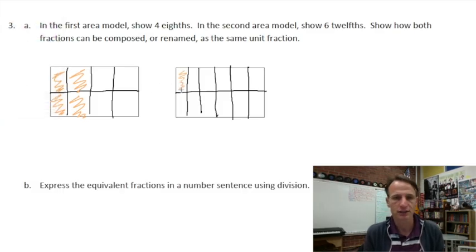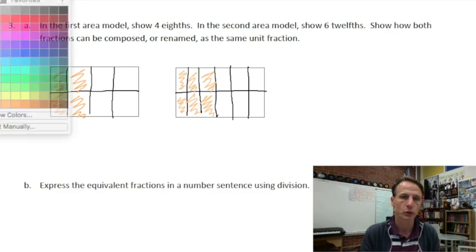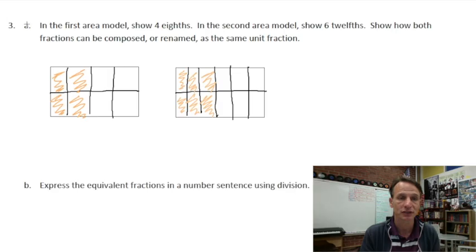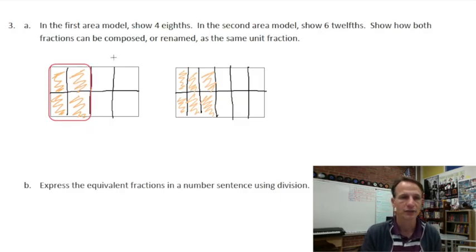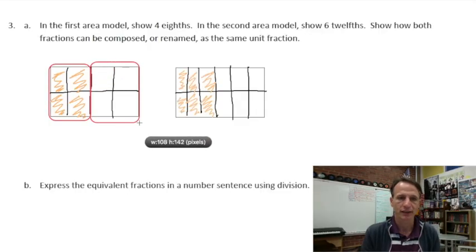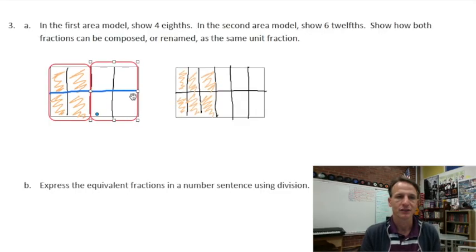And now let's shade in 6 of those 12s. 3, 4, 5, and 6. Very good. So now to show how they can be composed or renamed as the same unit fraction, watch this. So, see, I can put all those together and then have an equal group like that. You see? So now it's how many groups? 2. And how many are shaded in? 1. So it's equal to 1/2.